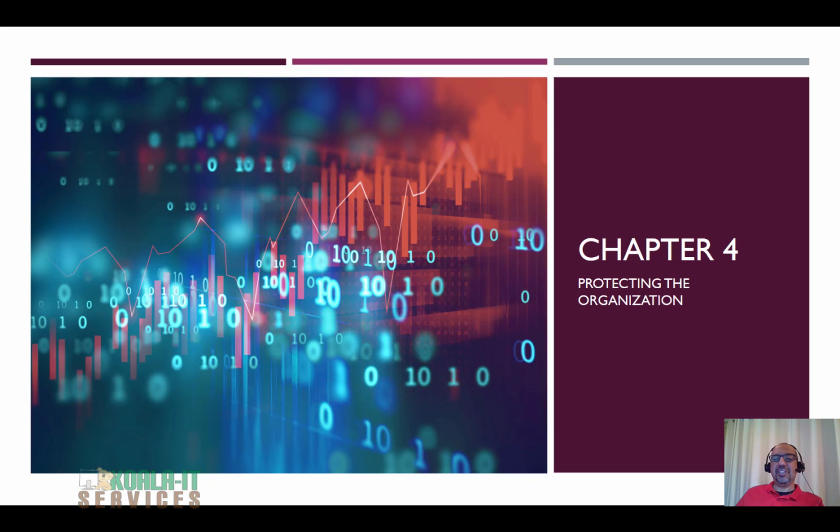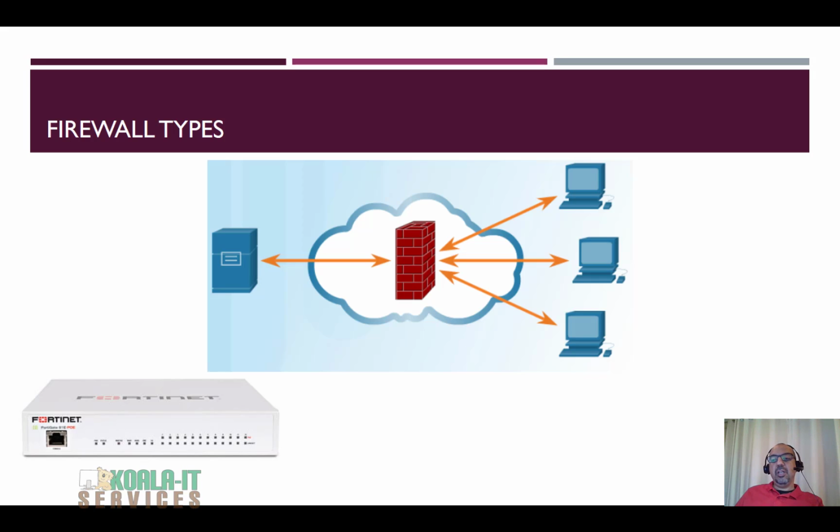So it's an interesting chapter. Let's start. So first thing, it's about firewall types. So a firewall is a partition or a wall that's designed to prevent fire from spreading from one part of a building to another. This is the general definition of a firewall.